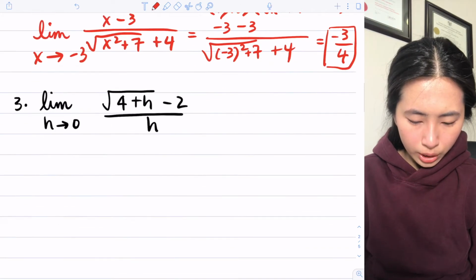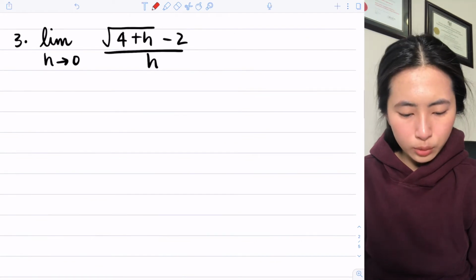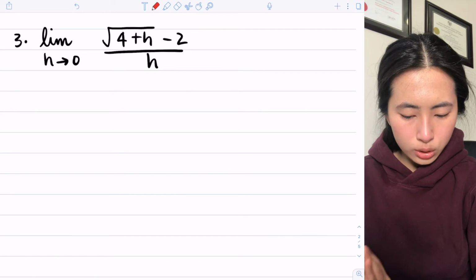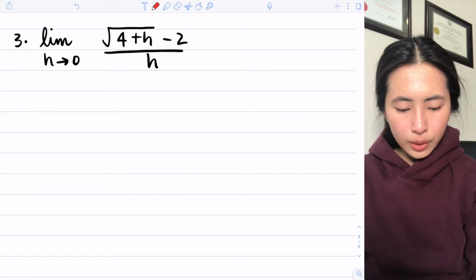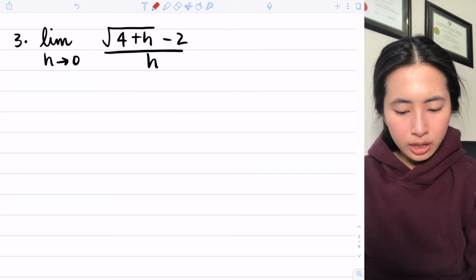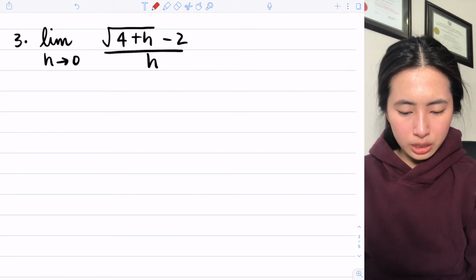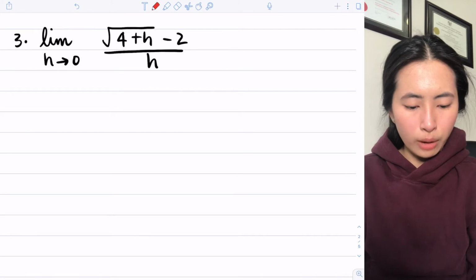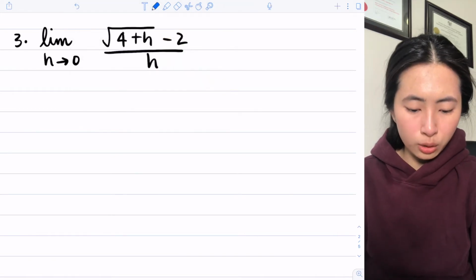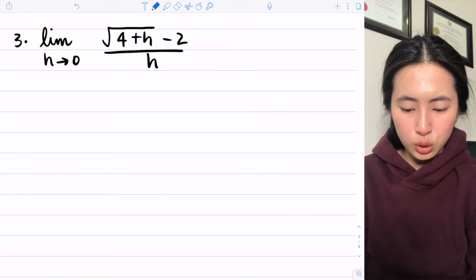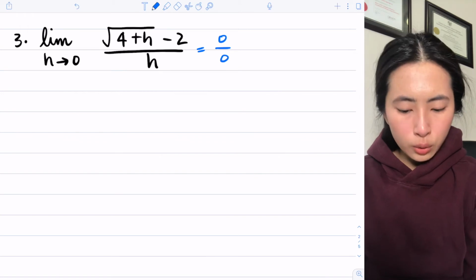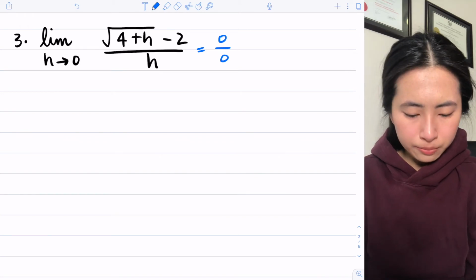Great, so we can move on to number 3. So we have a limit when h approaches 0, and this is square root of 4 plus h minus 2 all over h. So again, we do have a radical expression in our numerator, so the technique is still going to be similar. So we're still applying rationalization, and specifically, we're rationalizing our numerator. And by the way, before we even rationalize our numerator, when you plug in 0 into h, you do get 0 over 0, and hence that's why we're applying rationalization to eliminate this indeterminate form.